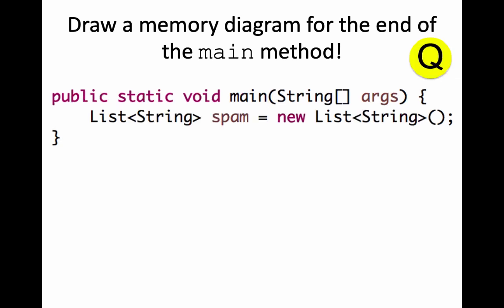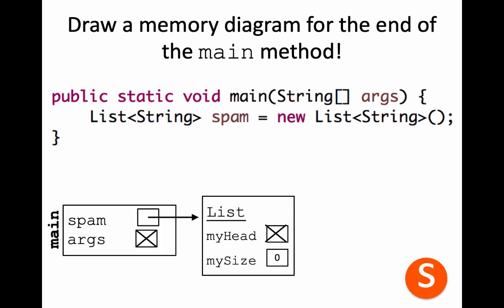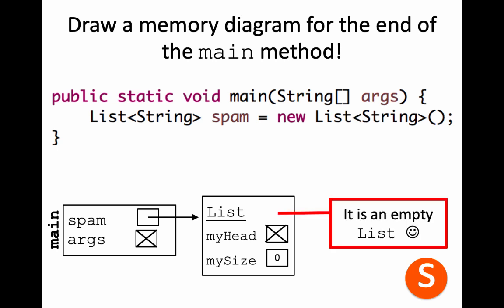Okay, our last puzzle, please draw a picture of what the main method memory would look like. Pause it here. Okay, so this is the one where spam is a variable that references a list. Inside that list, when we create the list with no arguments, we're going to set its myHead to null and the mySize will be set to 0, or they'll just get those default values if we don't provide a constructor. And that is how we're going to represent an empty list.